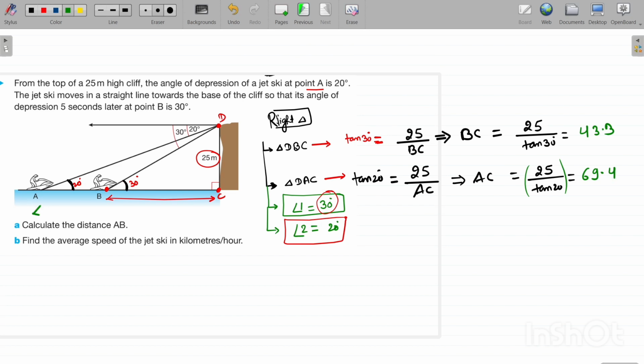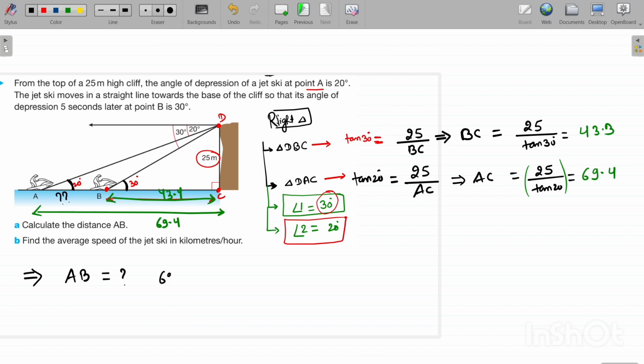So now this is AC, and Princess is saying this is 69.4, and this is BC, and Abdullah is saying BC is 43.3. So can we find the AB now? Yes, Abdullah. Now you have to tell me how we can find AB. Have you any logic?